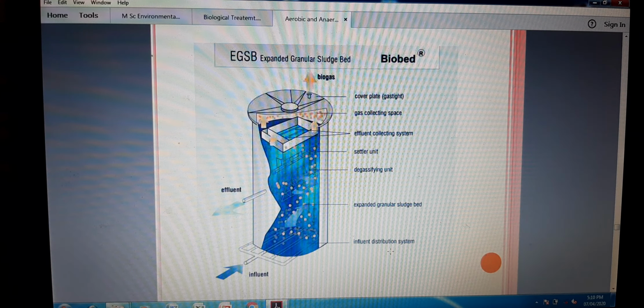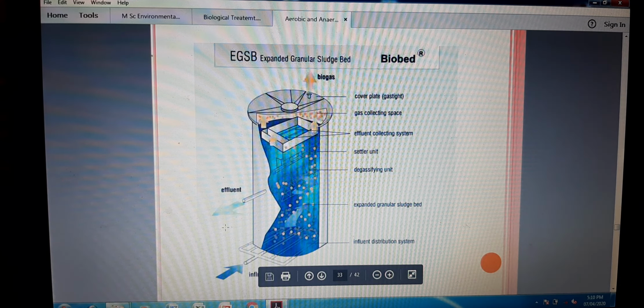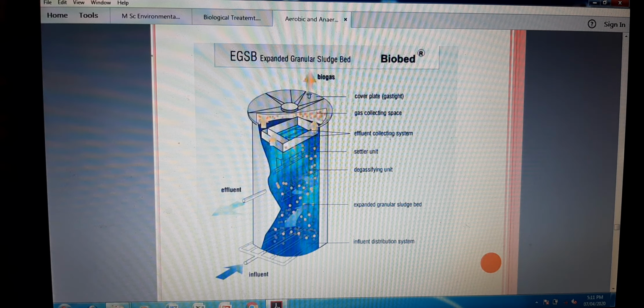Cover plate. Expanded granular sludge bed and the biogas. This is the influent, this is the effluent, and the gas is coming out through this top side. This is the cover plate, and it has the effluent collecting system. Effluent is collected in this particular collecting chamber.